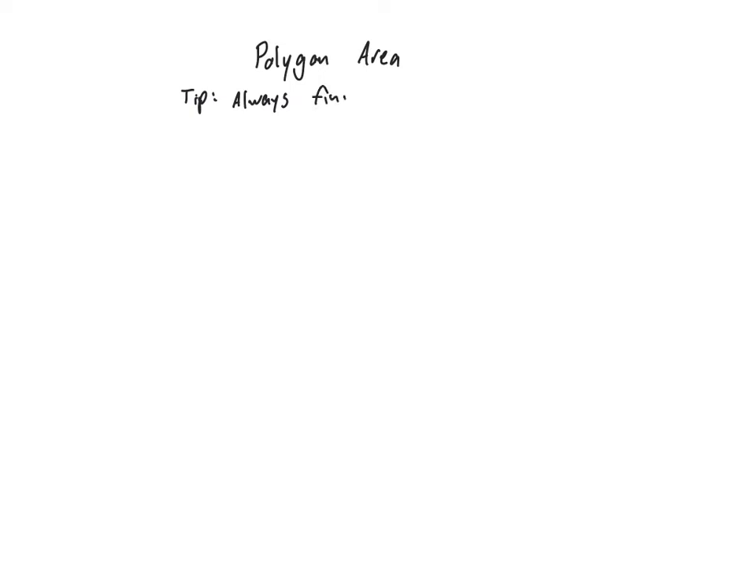We wouldn't do this with a circle, but with all polygons we're going to do this. Always find right angle, and then we'll use the 2 numbers that touch it. Okay, so let's start with a rectangle.